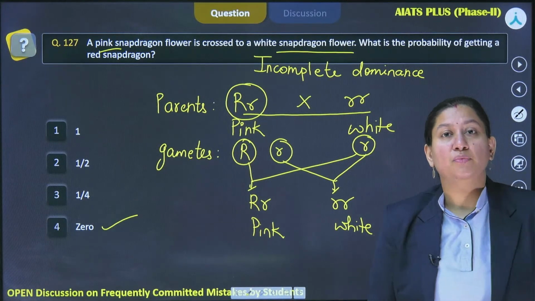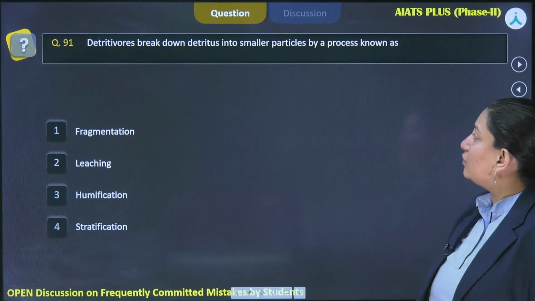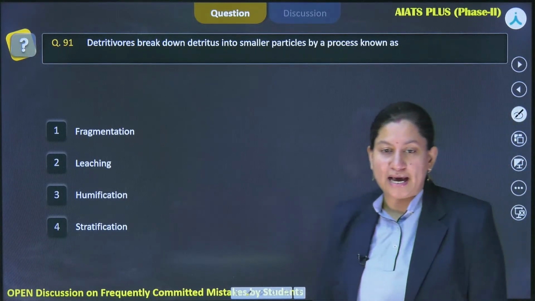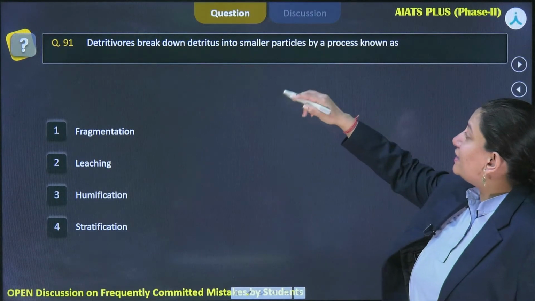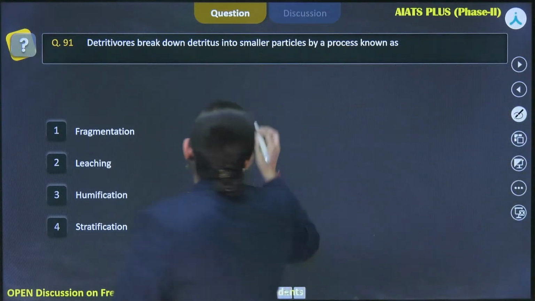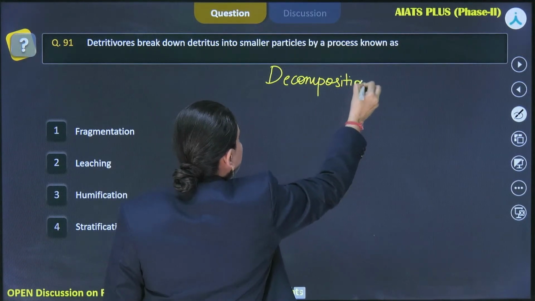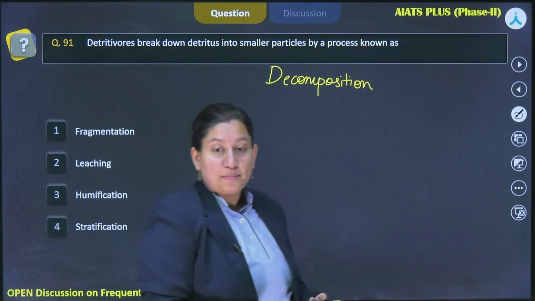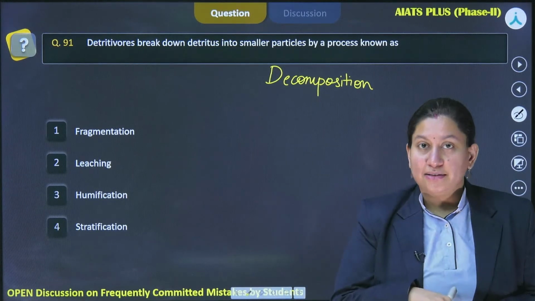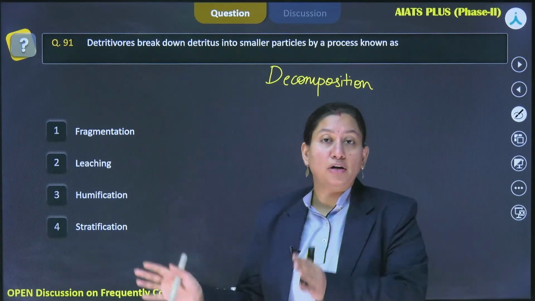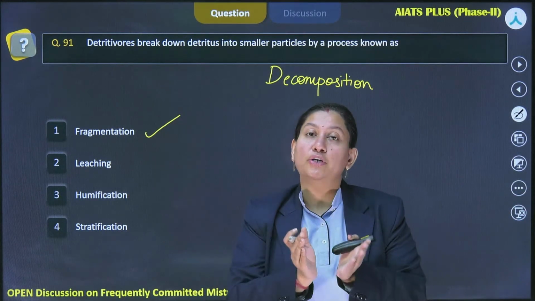Okay, so let's move ahead with another question. And now this question says that detritivores break down detritus into smaller particles by a process known as... So when we talk about detritivores breaking down detritus into smaller particles, it is the process of decomposition that we talk about, right, in which the very first step, that means when we talk about the detritivores, they act upon the detritus, right, and convert it into smaller fragments, and that particular process is known as fragmentation, right? The bigger substances are broken down into smaller pieces.